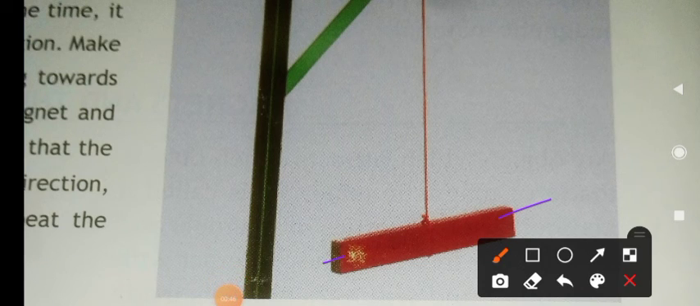The two ends, the poles, will always face the north-south direction, and from this we can say the pole which is facing the north side is called the north pole, and the pole which is facing the south side is called the south pole. So a magnet always comes to rest only in the north-south direction. From that we can easily identify the direction.